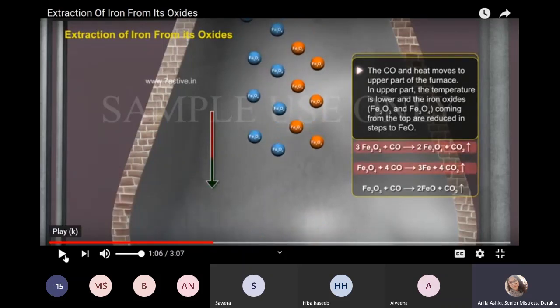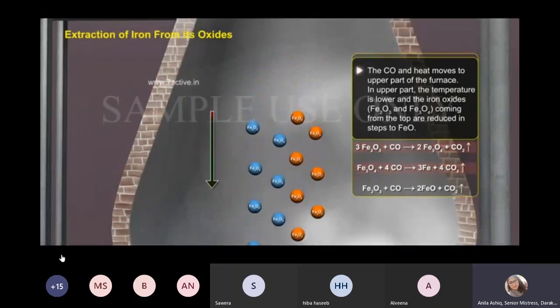Okay, Hajra, have you understood that in the first process we were burning carbon, we were burning coal, and the heat was traveling up to the upper side of the furnace, and from the upper side of the furnace, Fe2O3 is coming down? Is it clear so far? Great. Let's move on step by step.